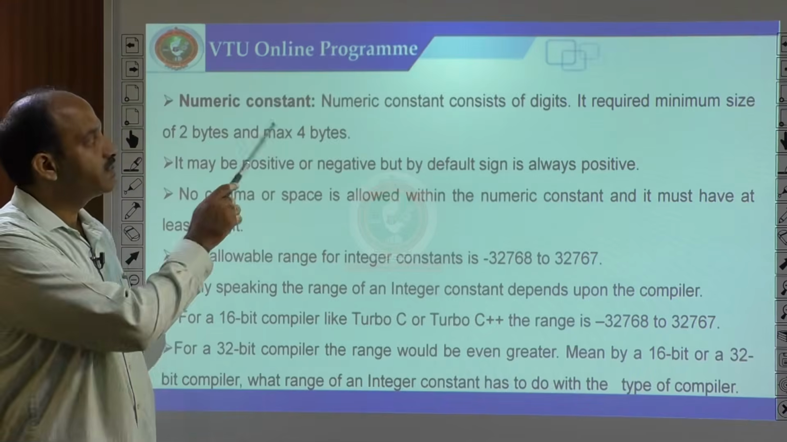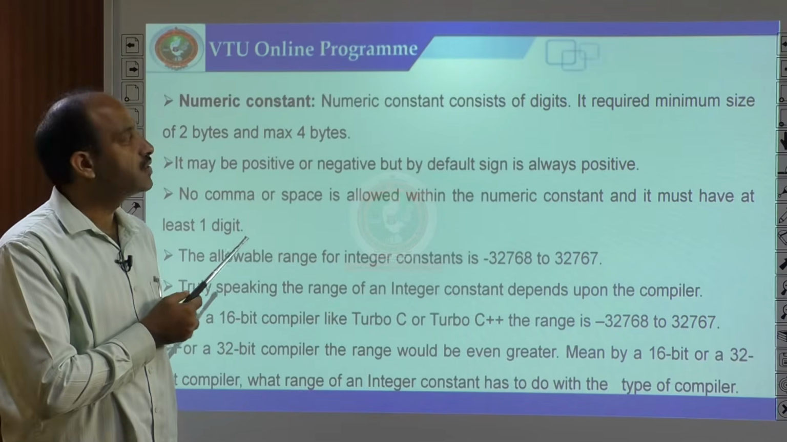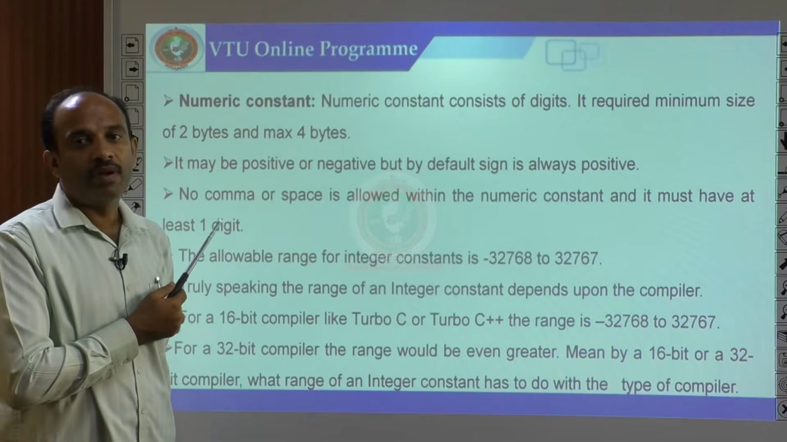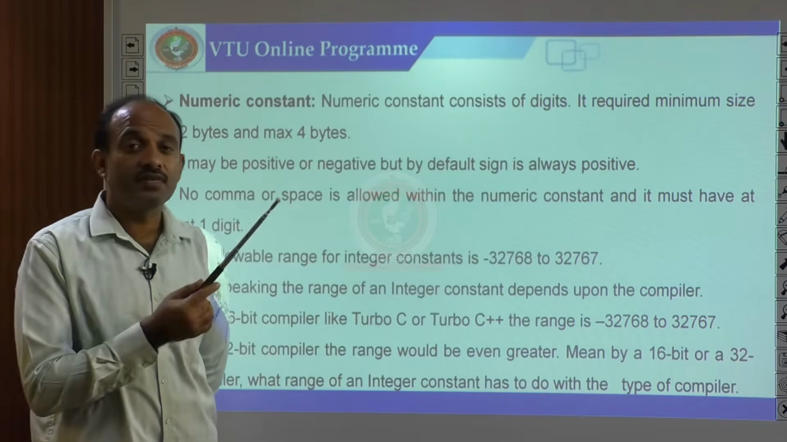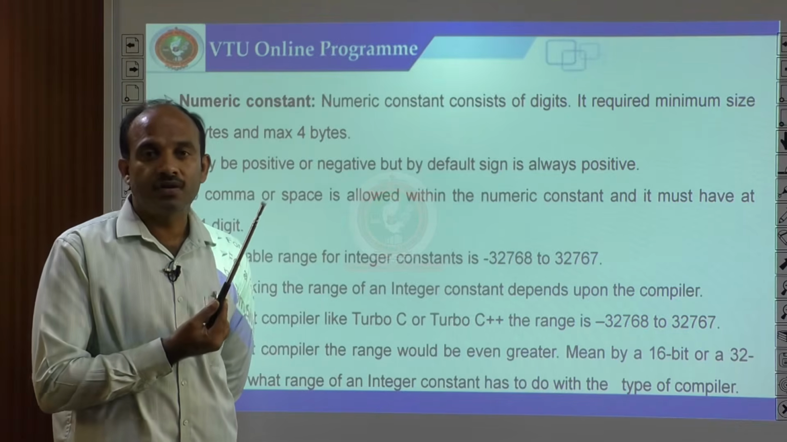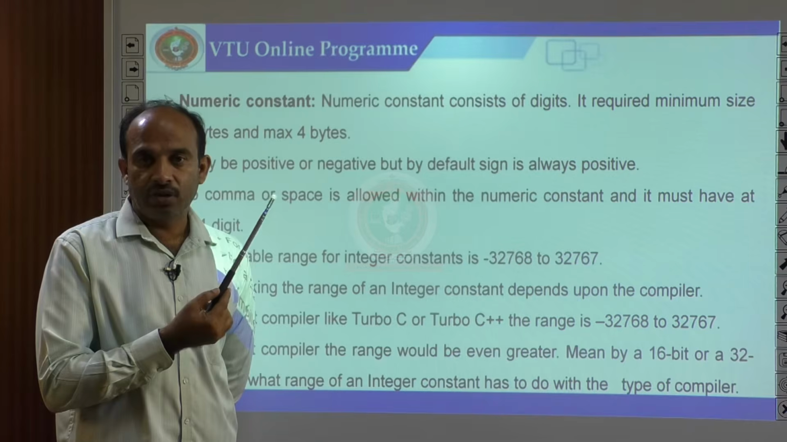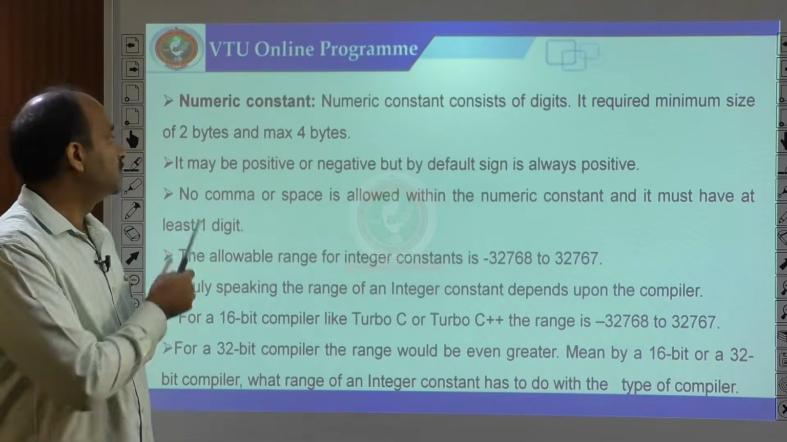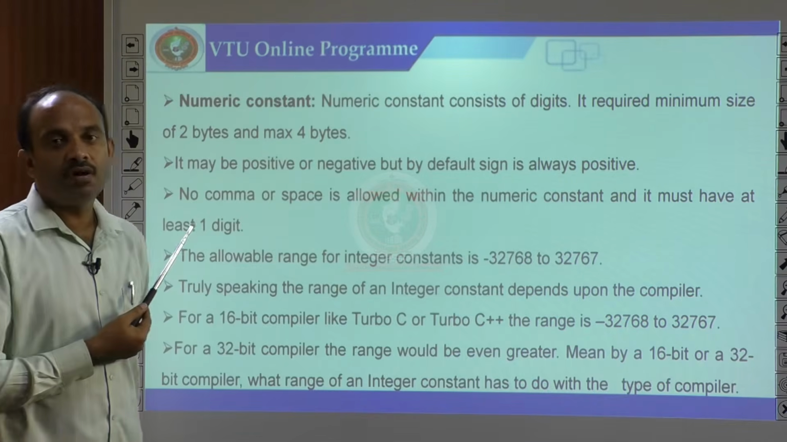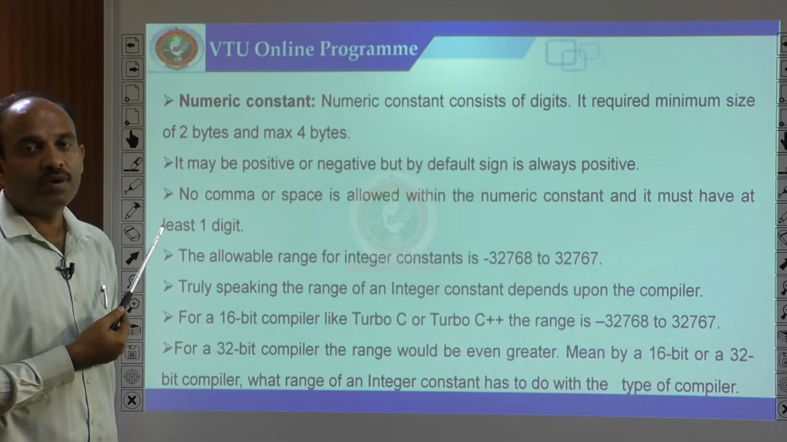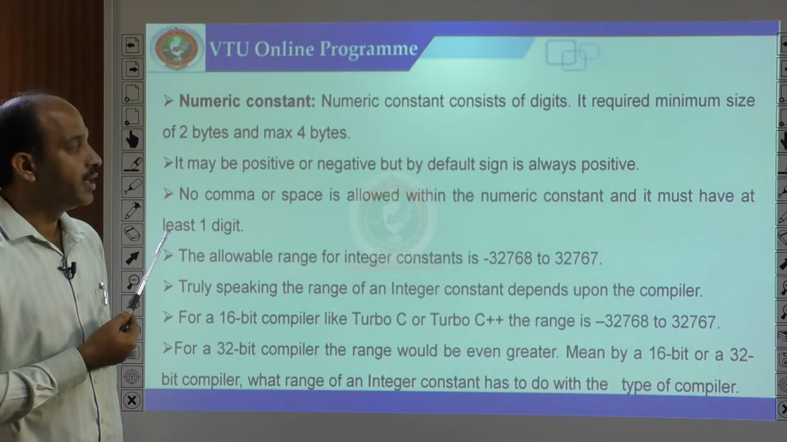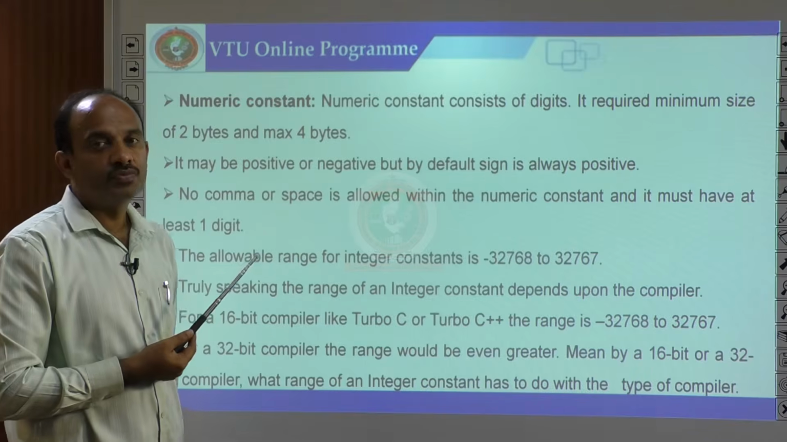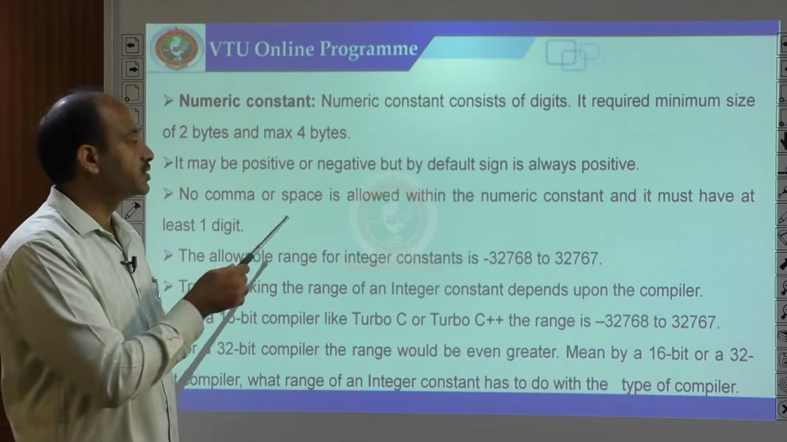Numeric constant, as the name says, consists of digits. It requires a minimum size of 2 bytes, maximum of 4 bytes, because of the range of the integer data types: short is 1, int is 2, and long is 4 bytes. It may be positive or negative, but by default, if you do not specify any sign, it will be assumed positive.